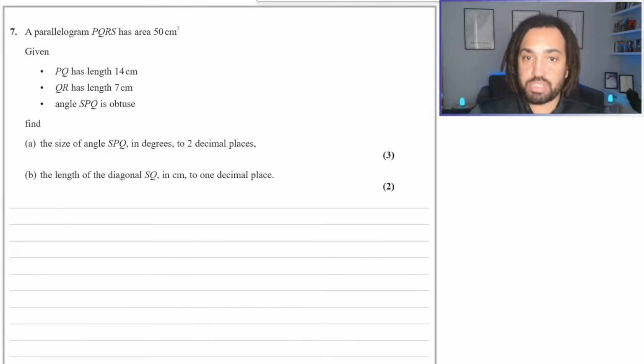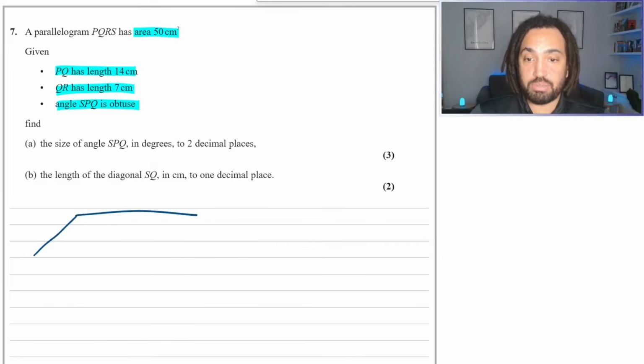Okay, what have we got here? Question number 7. Parallelogram PQRS has area 50. Okay, that's useful. PQ has length 14, QR has length 7, and this angle is obtuse. Right, if it's tricky, got to draw a picky. So that's exactly what I'm going to do.